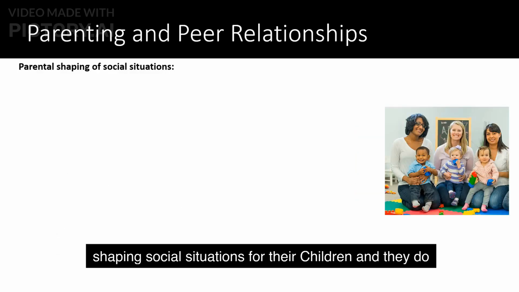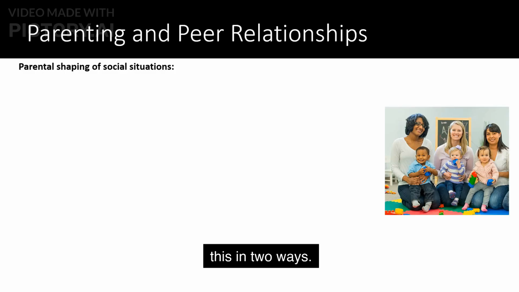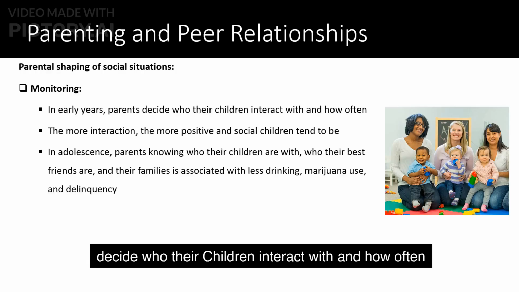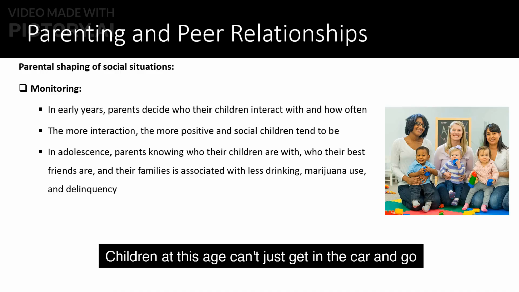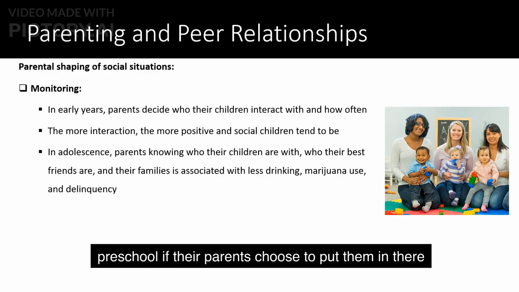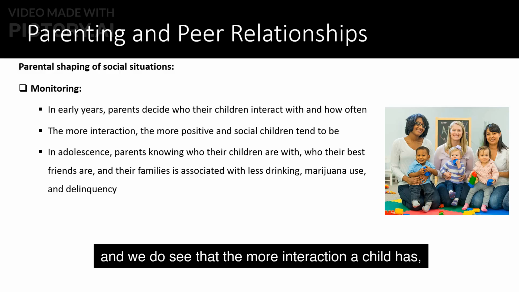Parents have a huge role in shaping social situations for their children, and they do this in two ways. The first being monitoring. In early years, parents decide who their children interact with and how often. Children at this age can't just get in the car and go over to a friend's house. They are having interactions through daycare or preschool if their parents choose to put them in there, or having friend play dates or hanging out at the park.